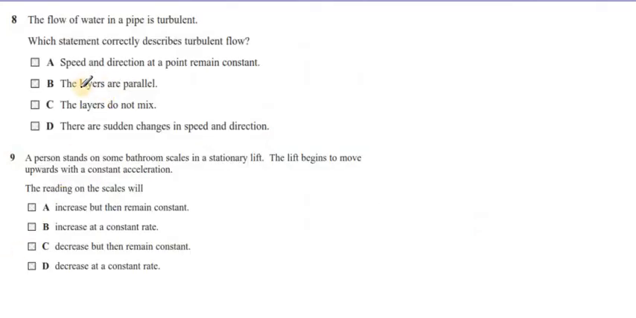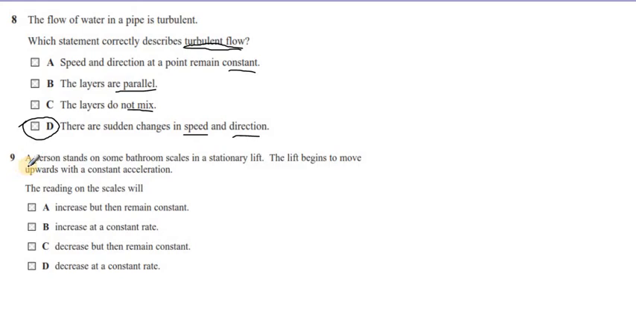Question number 8. The flow of water in a pipe is turbulent. Which statement correctly describes the turbulent flow? It's all about the definition of turbulent flow, that means abrupt change in direction and velocity. So if you can find these two wordings, abrupt change, sudden change in the direction and the velocity, so speed. Speed and direction remaining constant, not at all. Layers parallel, no, it's all about streamline. The layers do not mix, it's again streamline. There are sudden changes in speed and direction. So your option is D.